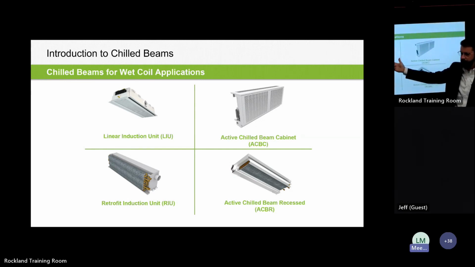The LIU is essentially that 24-inch wide unit, but it's a little taller because it has an A-frame coil inside of it. So it allows us to capture that condensation. And then you can put drain pans throughout some of these other units as well.